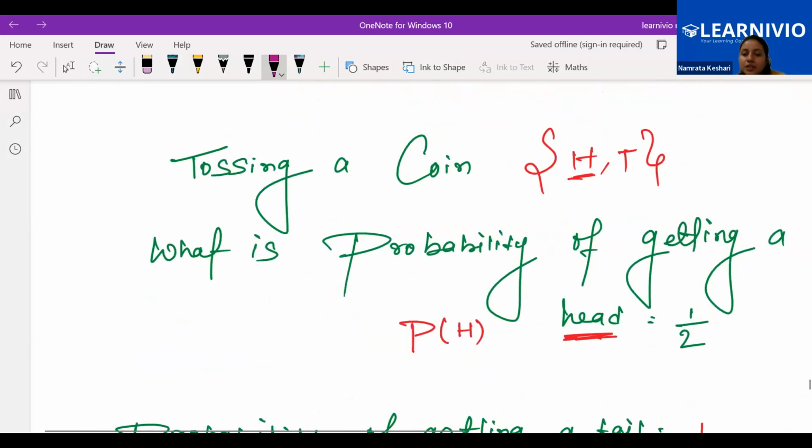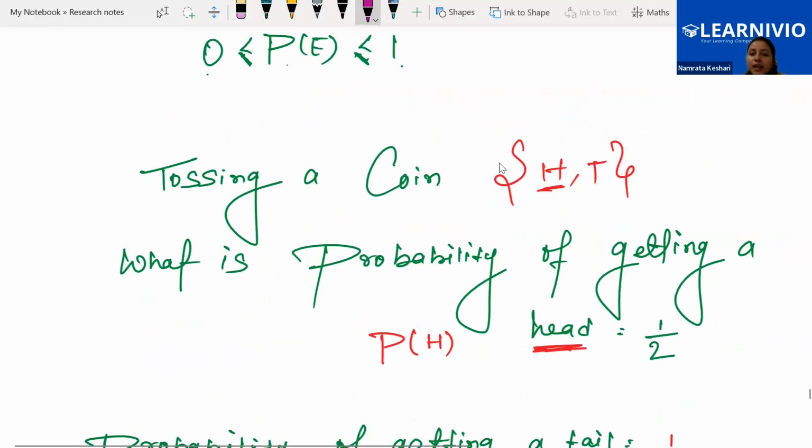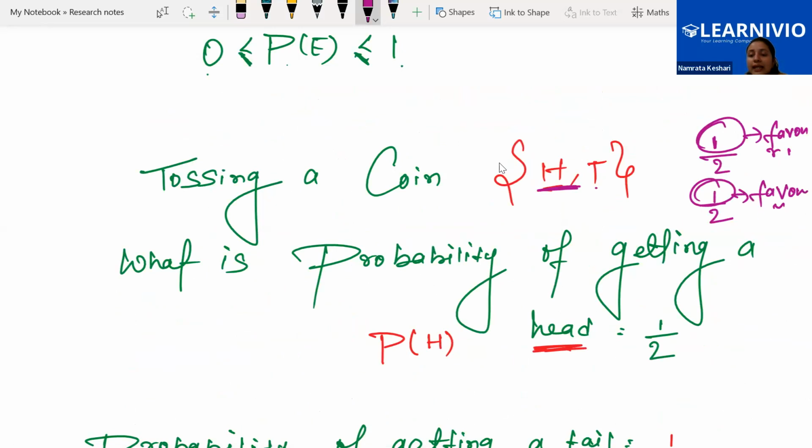Yeah, can you see the probability of getting head? The favorable outcome was 1. Probability of getting tail, favorable outcome was 1. Okay, so whenever the favorable outcome is 1, that's called an elementary event. And if you add all the elementary events, the result will be 1.